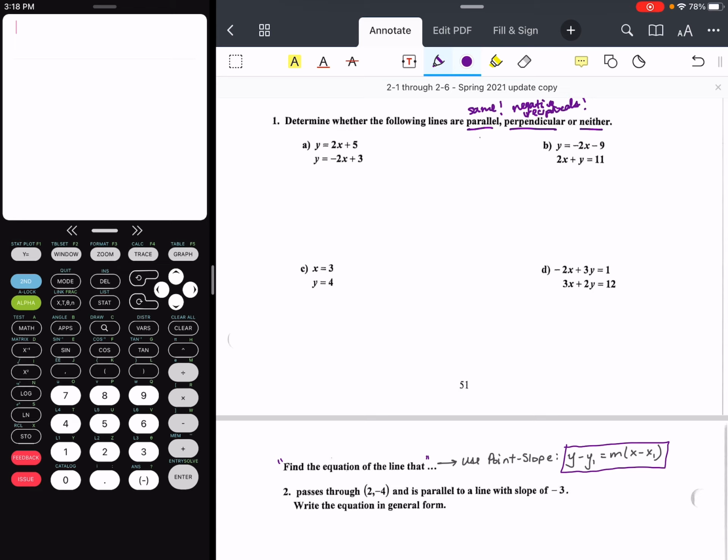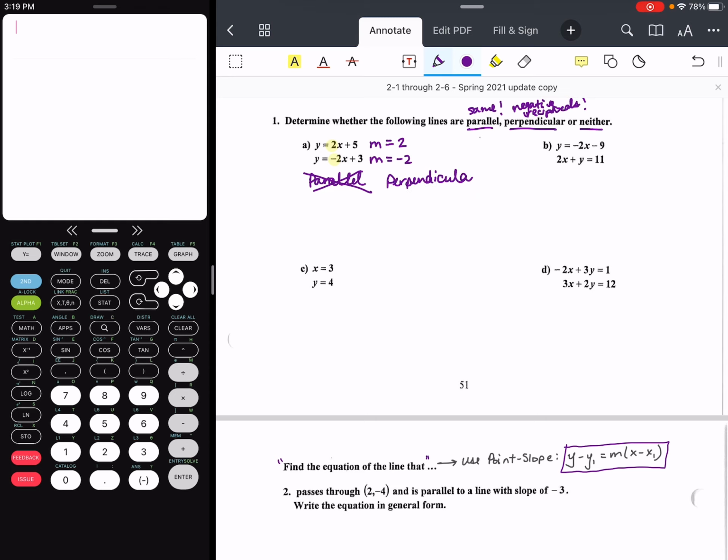All right, so in A, y equals 2x plus 5 and y equals -2x plus 3, I can pull out the slopes right away. Slope of my first line is 2, slope of my second line is -2. So I can see that these are not parallel lines. They're not parallel because the slopes are different. One's a 2, one's a -2. And they're also not perpendicular.